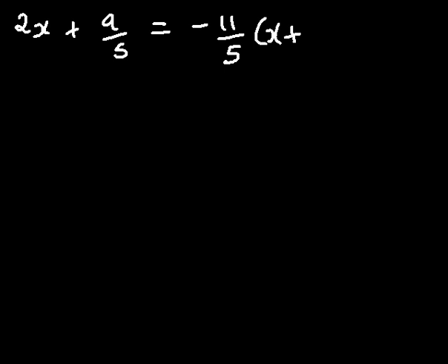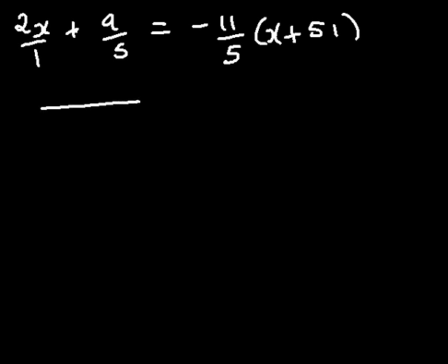And what if, let's say, we have something like this? Let's say we have 2x plus 9 over 5, which is equal to negative 11 over 5 times x plus 51. So how do you think we should solve for x here? First, we should express this as a single fraction, and keep in mind that 2x is the same as 2x over 1.